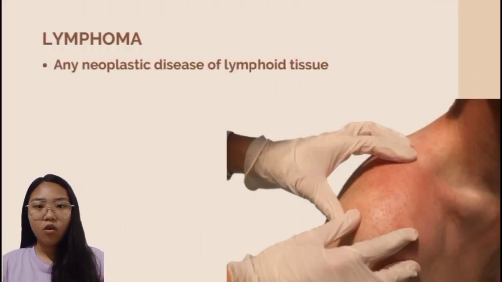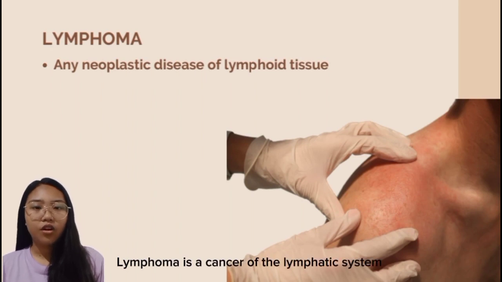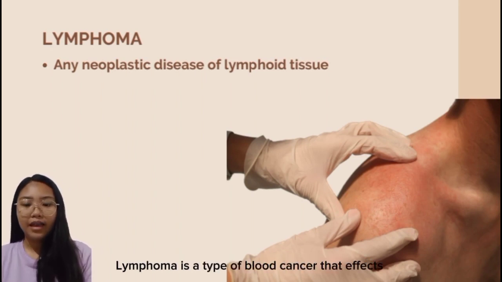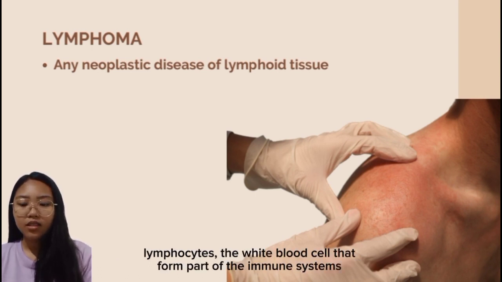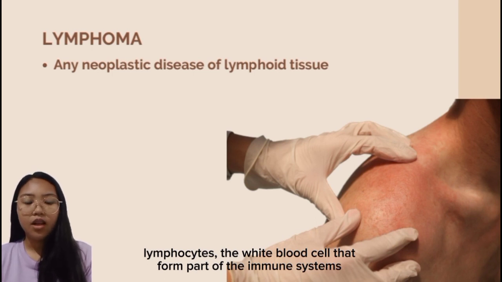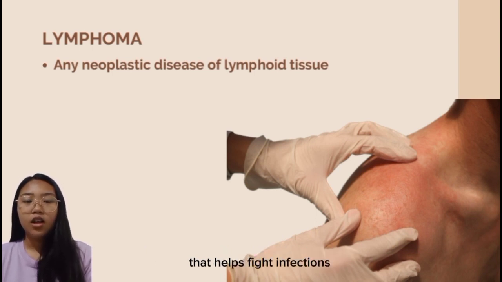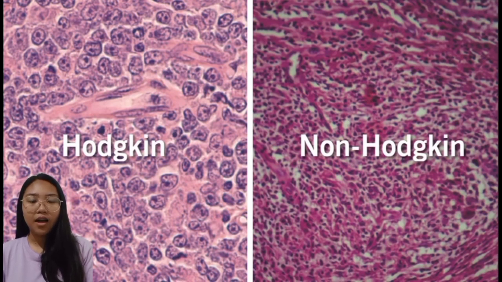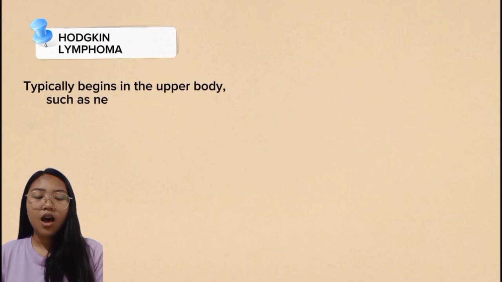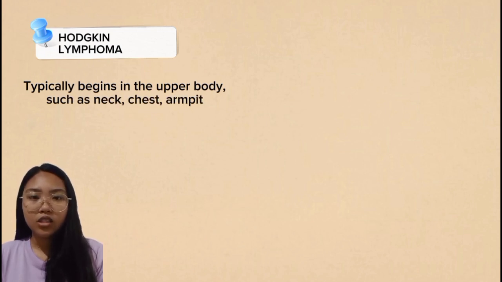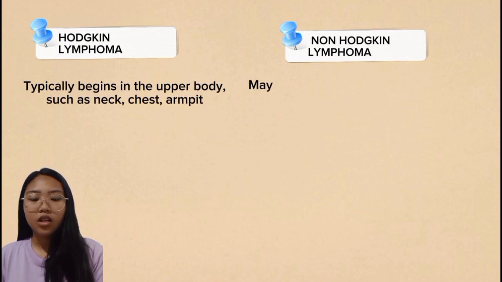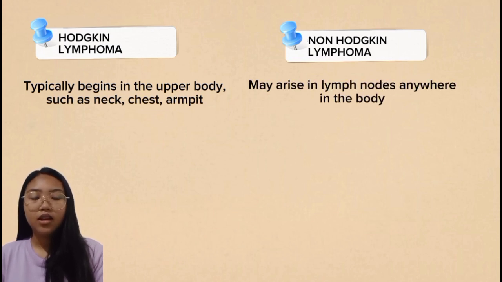So next is lymphoma. Lymphoma is a cancer of the lymphatic system. Lymphoma is a type of blood cancer that affects lymphocytes, the white blood cells that form part of the immune system that helps fight infection. There are two main types of lymphoma, Hodgkin and non-Hodgkin lymphoma. Hodgkin lymphoma typically begins in the upper body such as the neck, chest, or armpit. Non-Hodgkin lymphoma may arise in lymph nodes anywhere in the body.